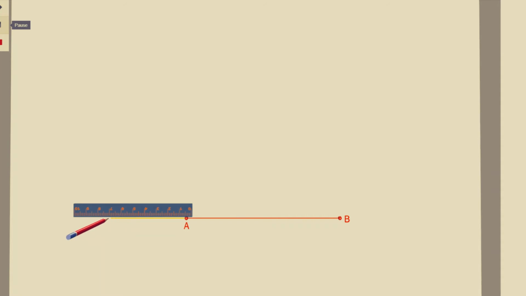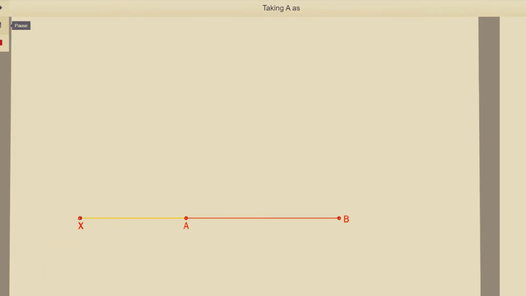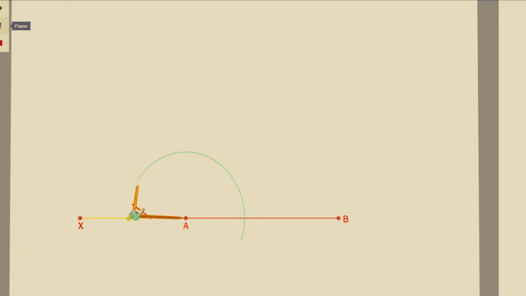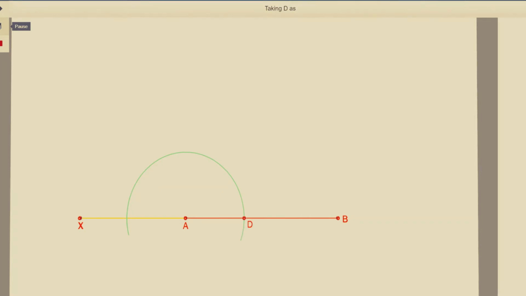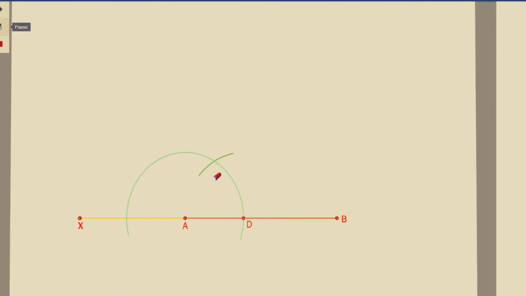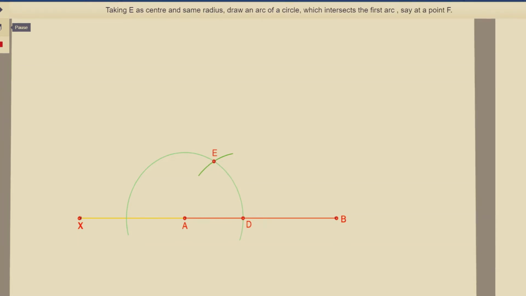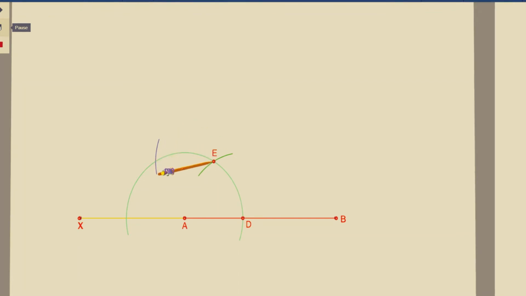Draw AB and produce BA to X. With center A, draw an arc. With D as center and the same radius, draw an arc. With E as center and the same radius, draw another arc which crosses the first arc at F.